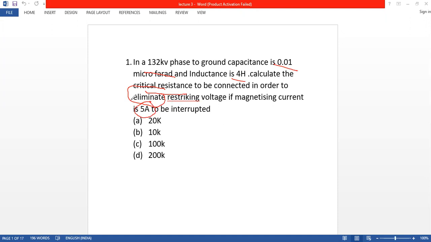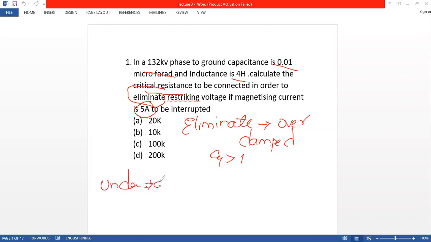Means when some fault like open circuit and short circuit occurs, your circuit breaker will open. When it opens, it needs to eliminate the restriking voltage. Tell me, when can it eliminate the restriking voltage? When it is over damped. For over damped, the zeta value should be greater than 1.